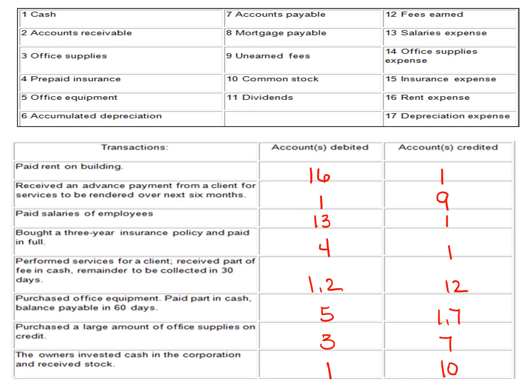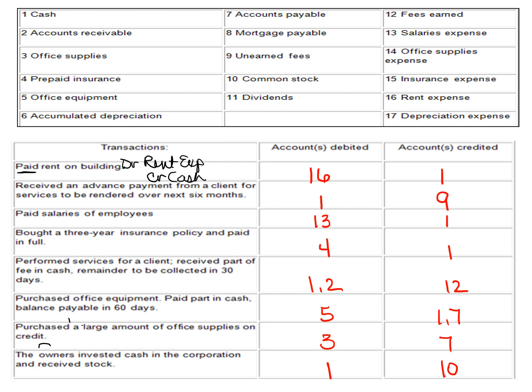We paid rent on a building. When you see the verb paid, you know you're crediting cash. And because you're paying rent, and usually you don't pay rent until it comes due, you're going to debit rent expense. Thus, debit 16 and credit 1.